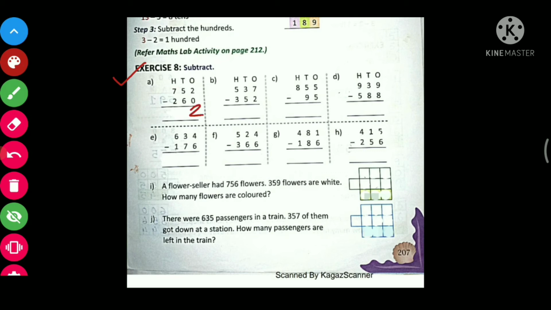So we'll get 2. Okay. Now see, in tens place 5 is there, and we have to cut 6 lines. So is it possible? No. So what will it do? It will borrow 1 from the 100 place value.